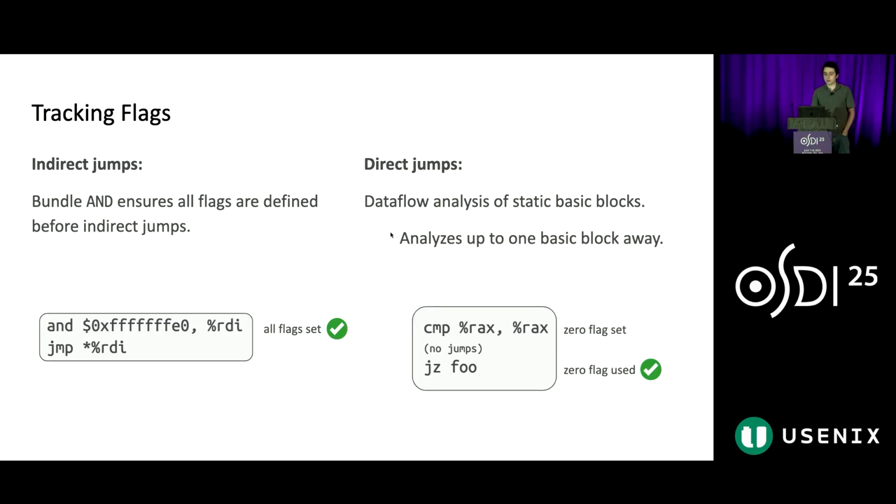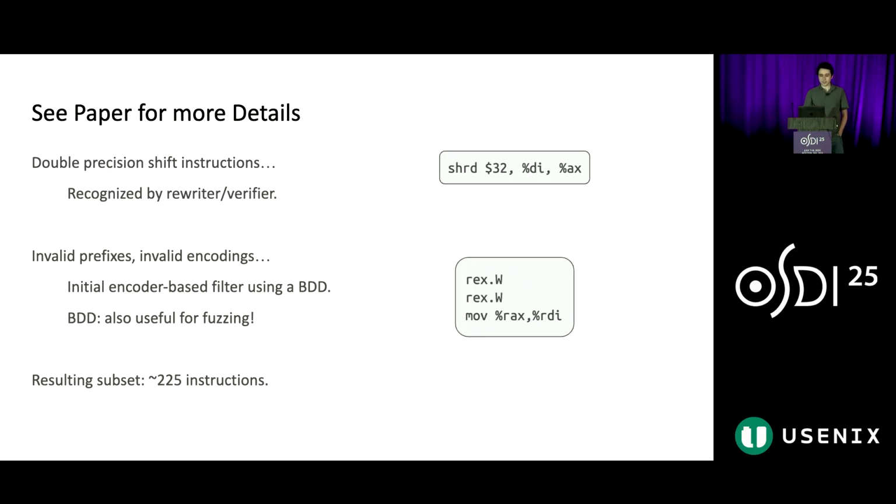Now for direct jumps, since they're statically analyzable, we can construct a control flow graph and statically verify that between when a flag is set and when it's used, it's never set to another undefined value. More precisely, when we use a flag, it was set immediately before or in the same basic block. In some cases, we allow a conservative data flow analysis of up to one basic block away, to allow certain types of if statements that LLVM produces. There are a couple more details that I'll skip for time reasons, but you should see the paper for those.